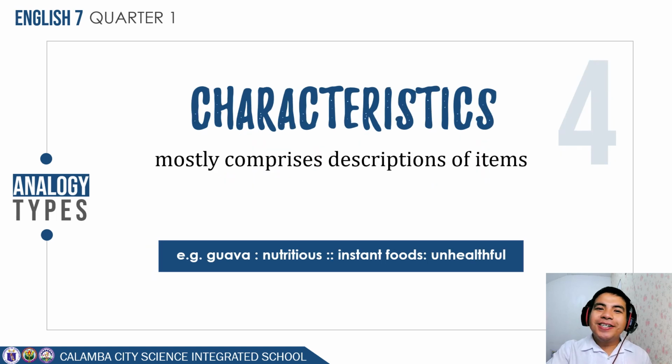Now guys, we are down to the fourth type of analogy, which is characteristics. They mostly comprise descriptions of items. Check this example. Guava is to nutritious as instant food is to unhealthful. We all know that guava is a very nutritious food, and instant foods like noodles, canned goods, chips are very unhealthful and a threat to our health. So, this means that we are showing the relationship of the terms, which is characteristics.